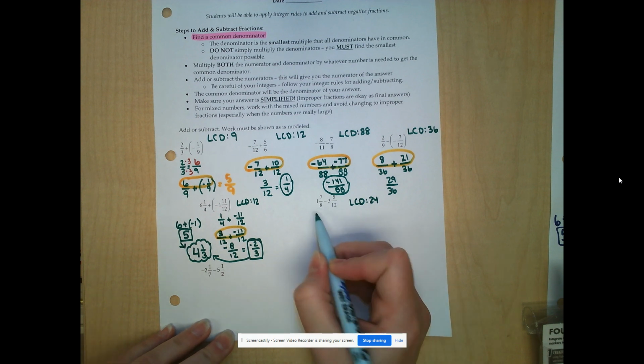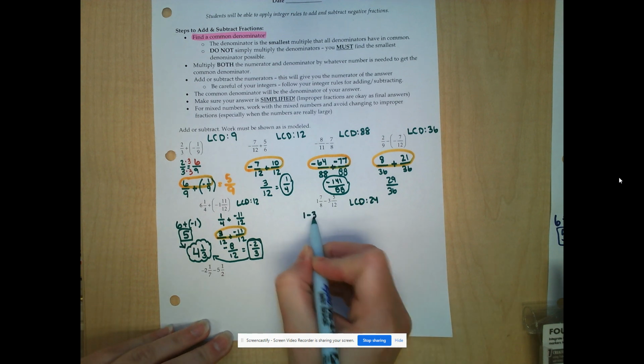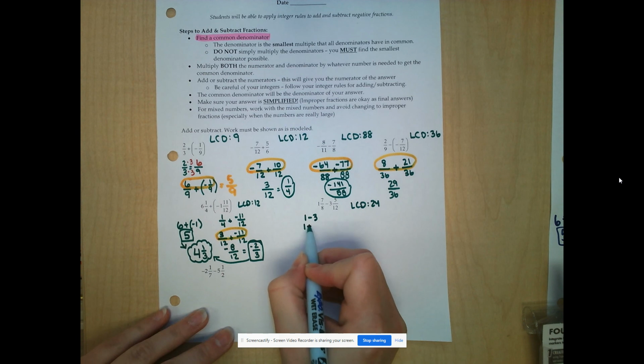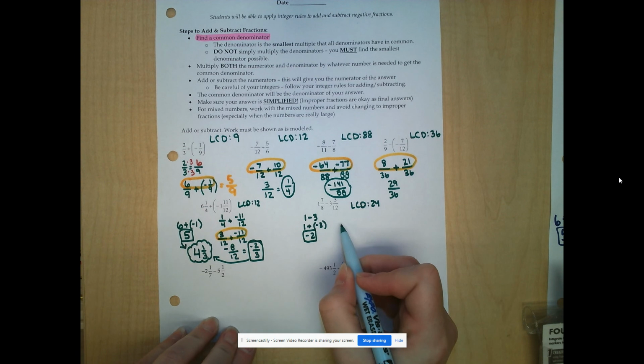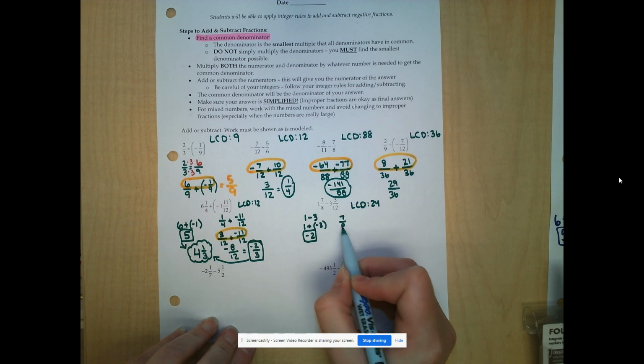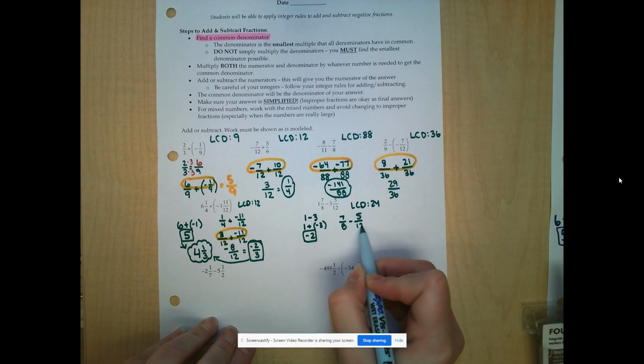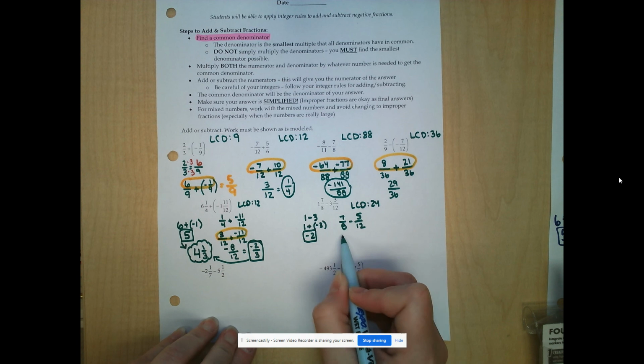So 1 and 7/8, I'm going to do the 1 take away 3. So over here on the side, 1 and negative 3 is negative 2. And I'm just going to put a pin in that for a moment. Over here, I'm going to have to do the 7/8 take away 5/12. Here's where I get the common denominator of 24.